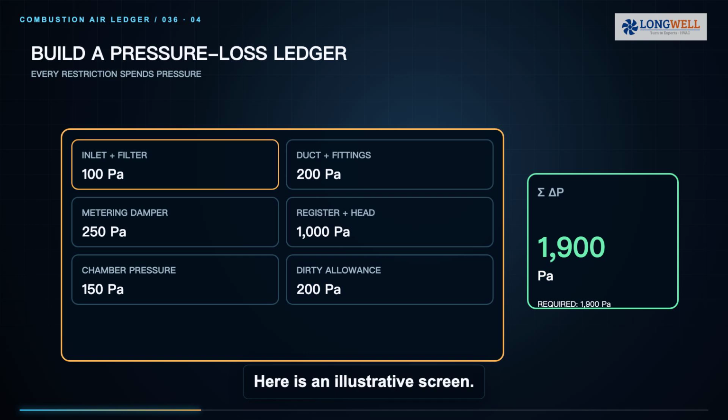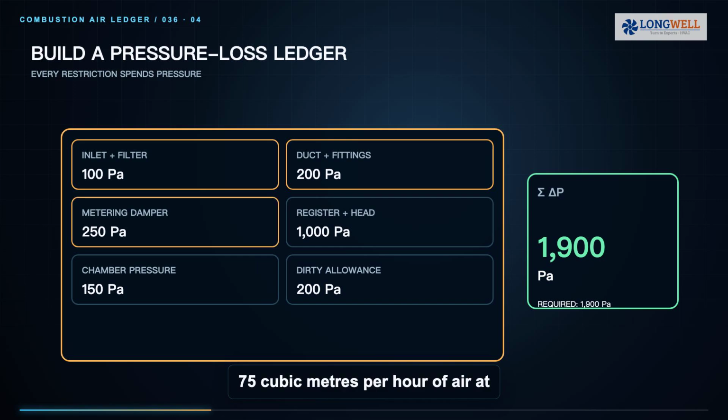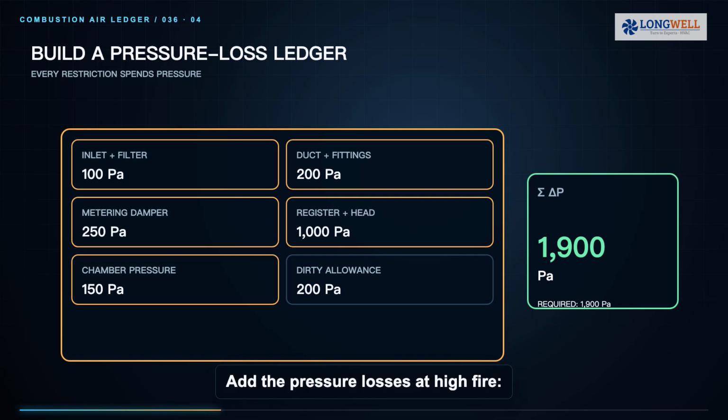Here is an illustrative screen. Suppose the burner schedule requires 75 cubic meters per hour of air at the defined reference condition. Add the pressure losses at high fire, 100 pascals for the inlet and filter, 200 for duct and fittings, 250 for the metering damper, 1000 through the register and burner head, 150 for the maximum positive chamber pressure, and 200 for the agreed dirty condition allowance. The required point is 75 cubic meters per hour at 1900 pascals. Use calculated or supplier pressure drop data, not these example values.